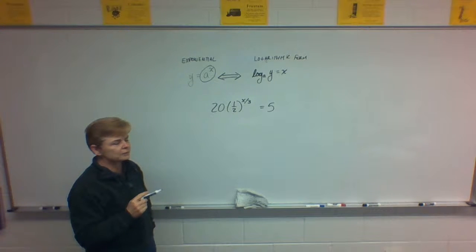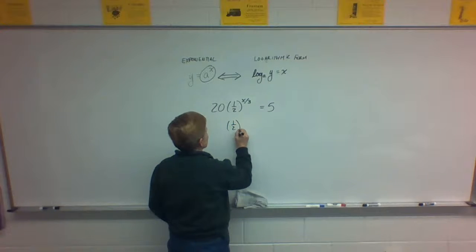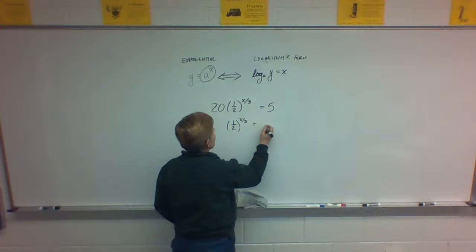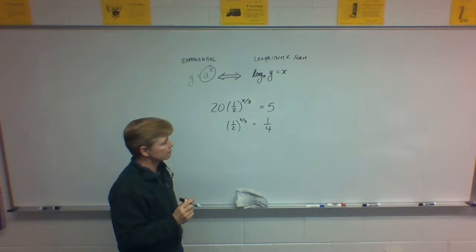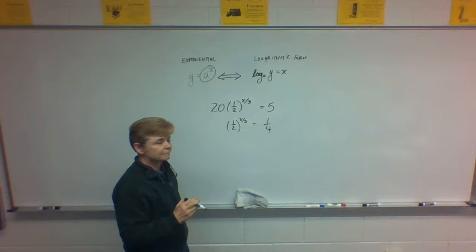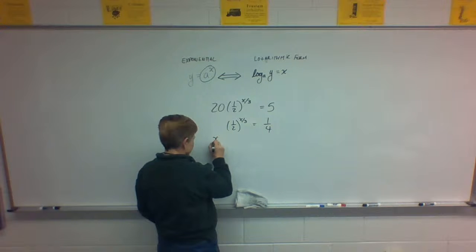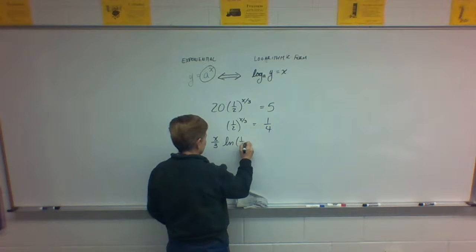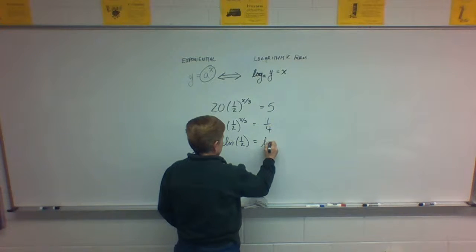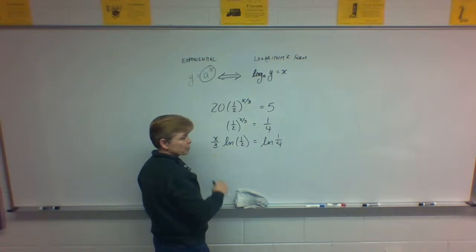So first thing we got to do, divide by 20. So I get 1/2 raised to the x over 3 equals 1/4 if you reduce it. Do you all agree? Then what? Log it. And logging this side, it brings this guy down here where we can deal with it. I'm going to use natural log again. You use whatever you want. What I just did there is log both sides and applied that exponent property to bring this down.